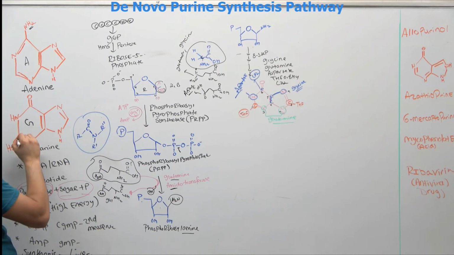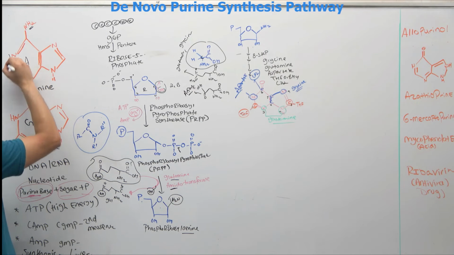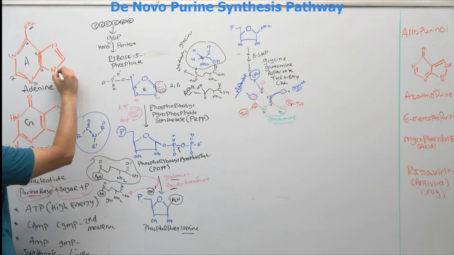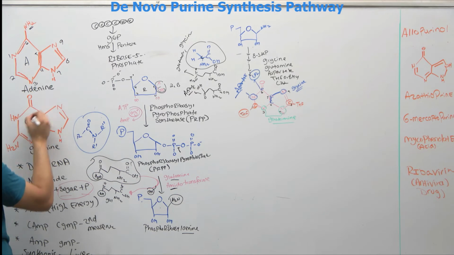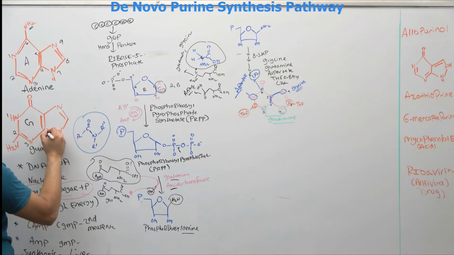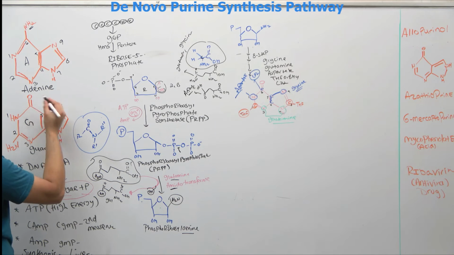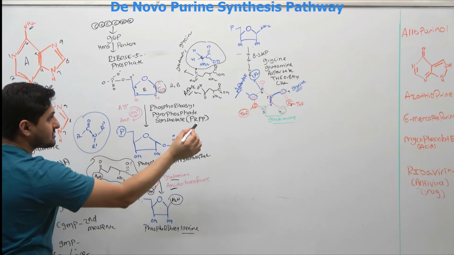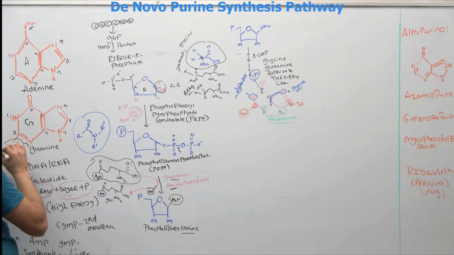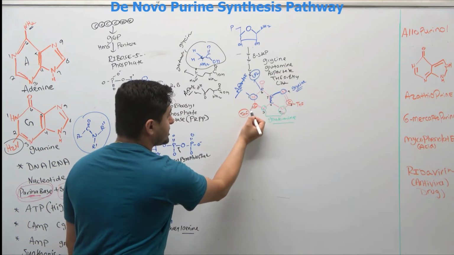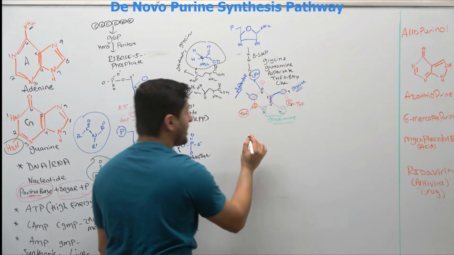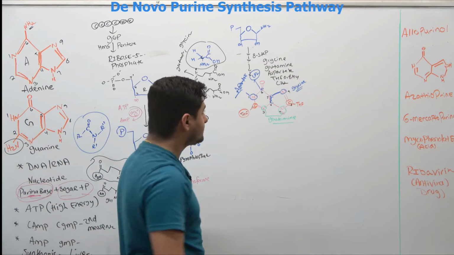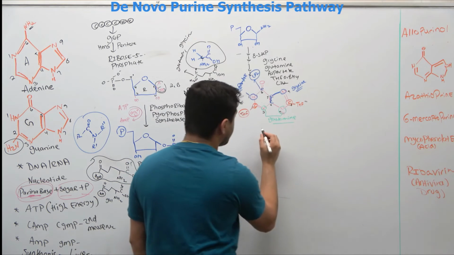If you want guanine, it kind of looks like a guanine in this compound. But look at this. Label this 1, 2, 3, 4, 5, 6, 7, 8, 9. It kind of looks like guanine, but look at carbon number 2 position here. There's nothing coming out from there. So that's why this compound is not an adenine and not a guanine. Then what is this compound? This compound is hypoxanthine.